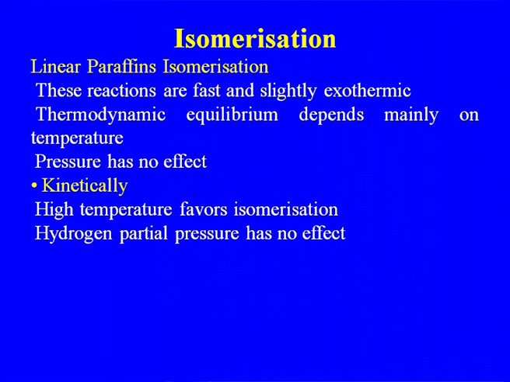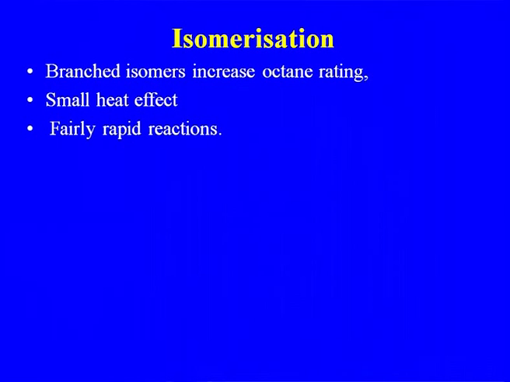Isomerization, linear paraffin isomerization: these reactions are fast and slightly exothermic. Thermodynamic equilibrium depends mainly on temperature, pressure has no effect. High temperature favors the isomerization. In case of the isomerization, branched isomers increase the octane rating, that is why we are having the isomerization and we are producing more branched paraffins. A small heat effect, fairly rapid reactions.